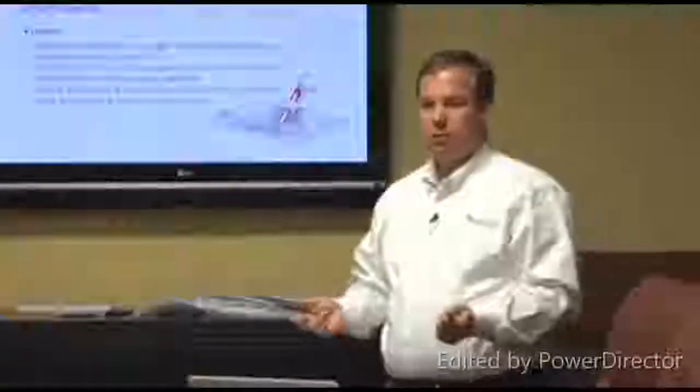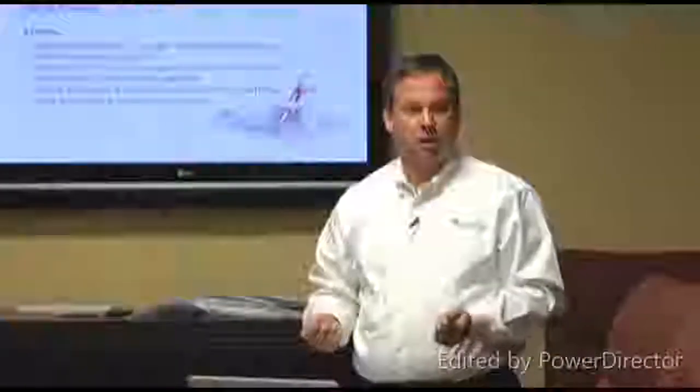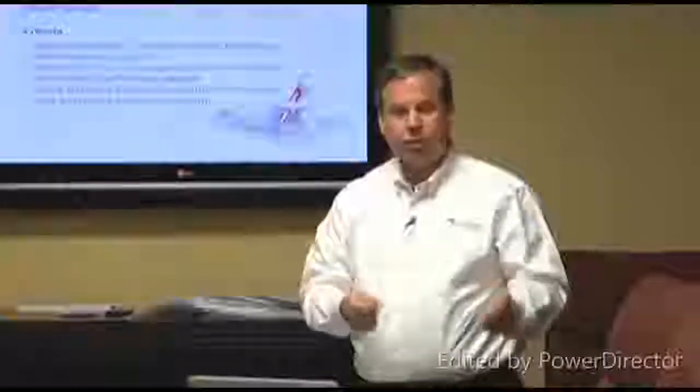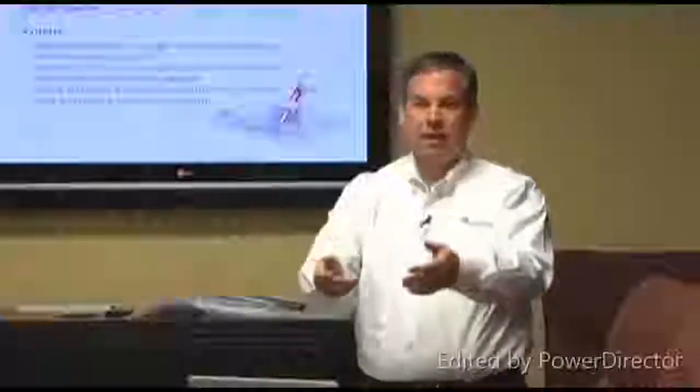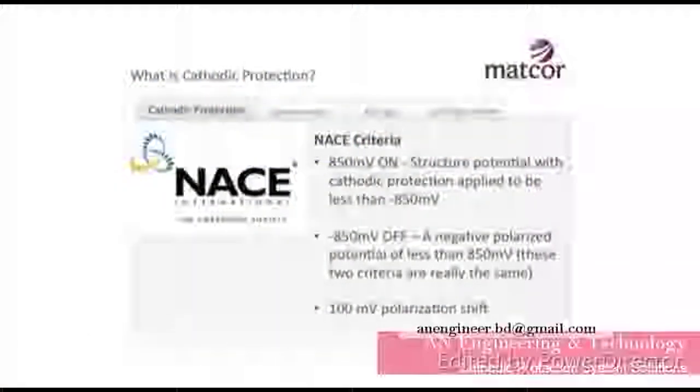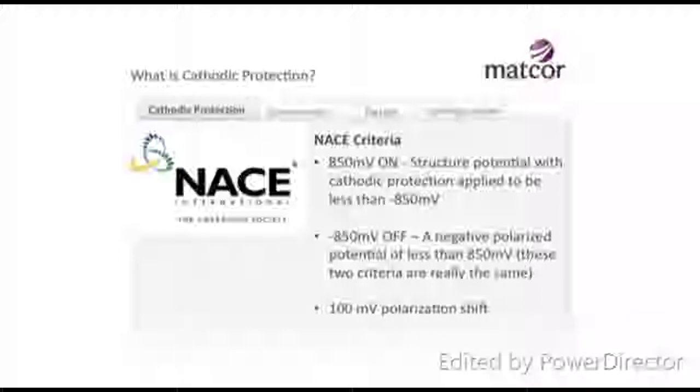There are several criteria that we use for cathodic protection. There's international criteria. There's criteria in the US; Canada and the United States use basically the same type of criteria. There's an organization called NACE. In the corrosion world, NACE is the International Corrosion Society. It used to be the National Association of Corrosion Engineers, but they've gone global and they don't like to be called national anymore. So they just go by NACE.